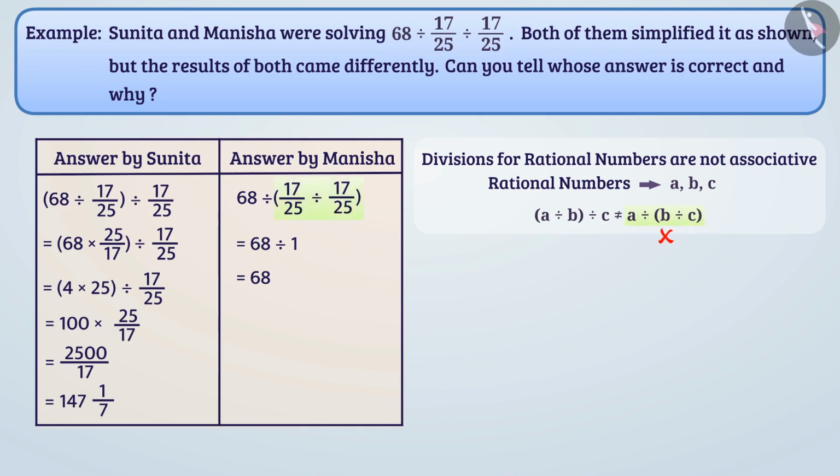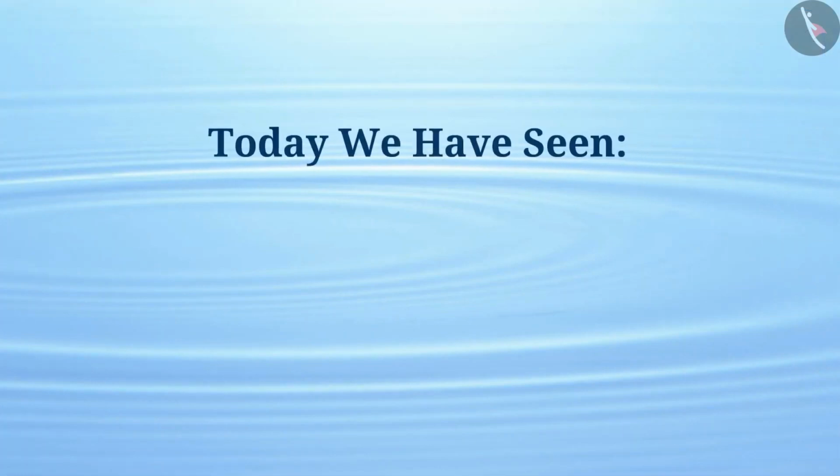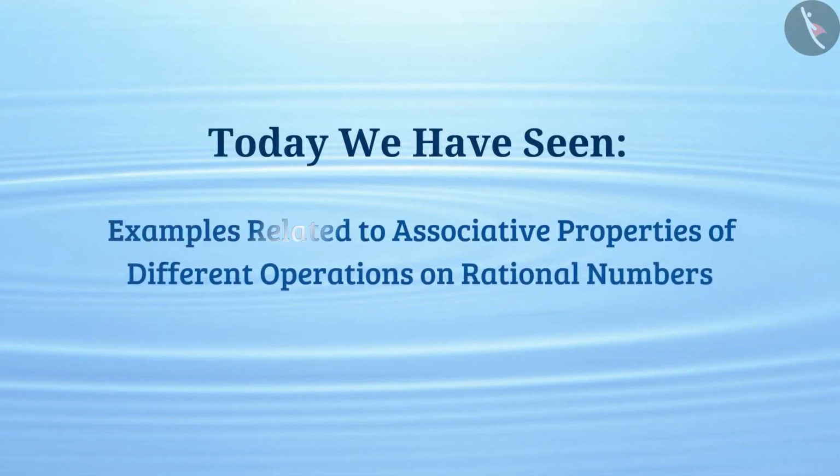Here, Manisha has formed the wrong type of group, due to which she has got the wrong answer. Rational numbers must be divided in the given order only. Sunita must have known this, so she has got the correct answer. So, today we have seen examples related to the associative property of different operations on rational numbers.